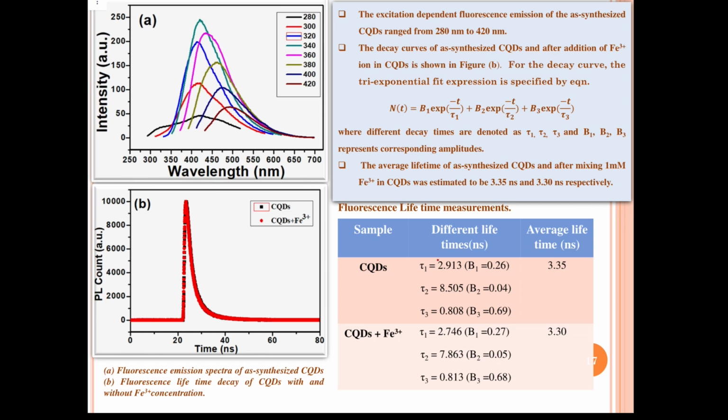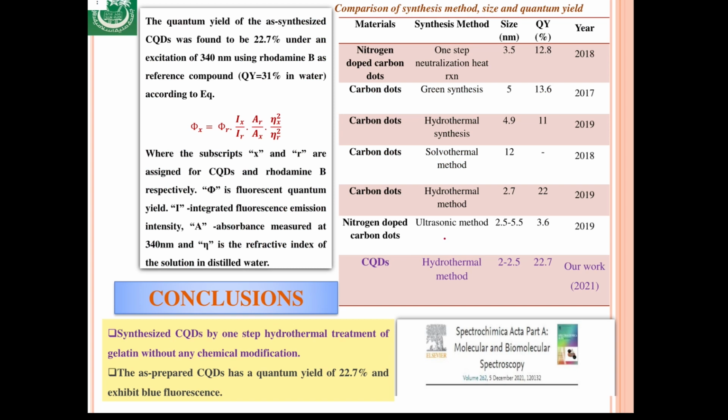The time correlated single photon counting experiment was performed to measure the fluorescence lifetime, and the as-synthesized carbon quantum dots were found to have an average lifetime of 3.3 nanoseconds, which fulfills the minimum criterion of a fast decay mechanism required in any phosphor material to be used in any lighting device. The quantum yield of this carbon quantum dot was also found to be 22.7% when compared with the reference quantum yield of the reference compound rhodamine B.